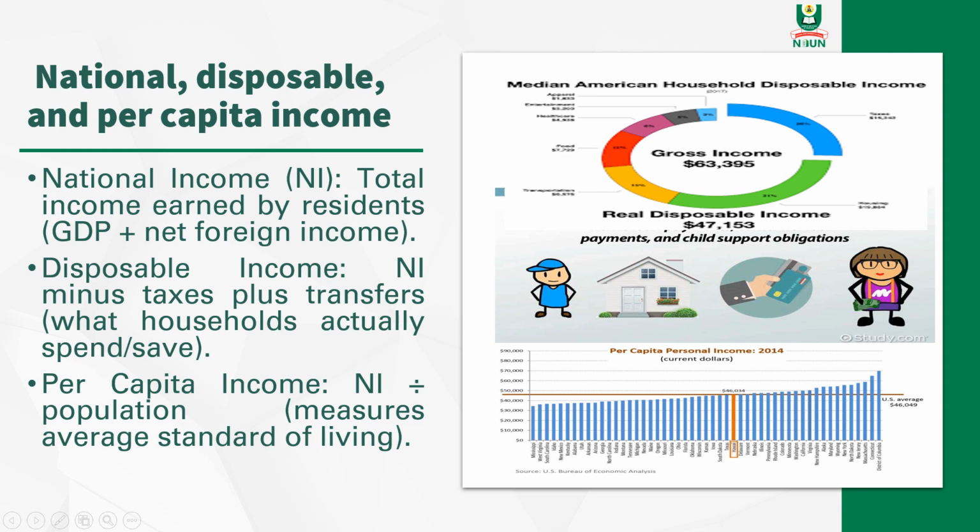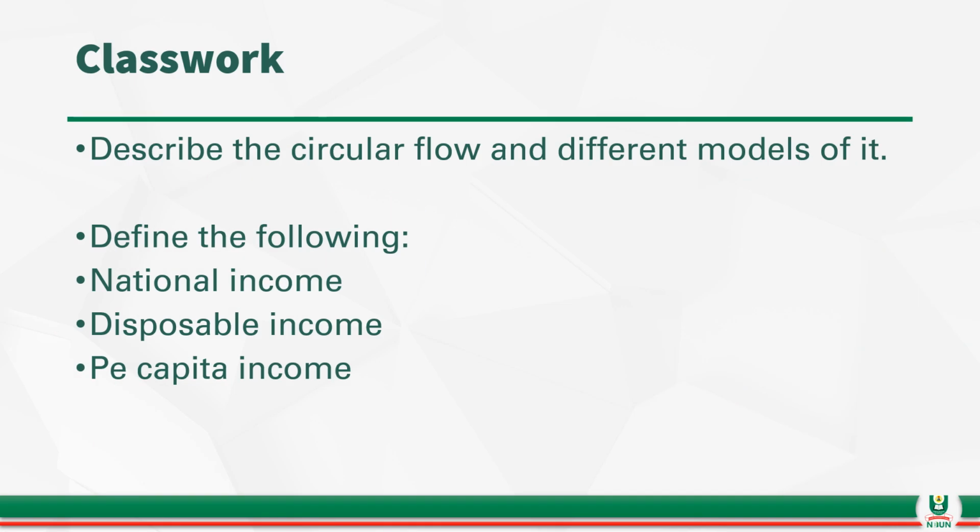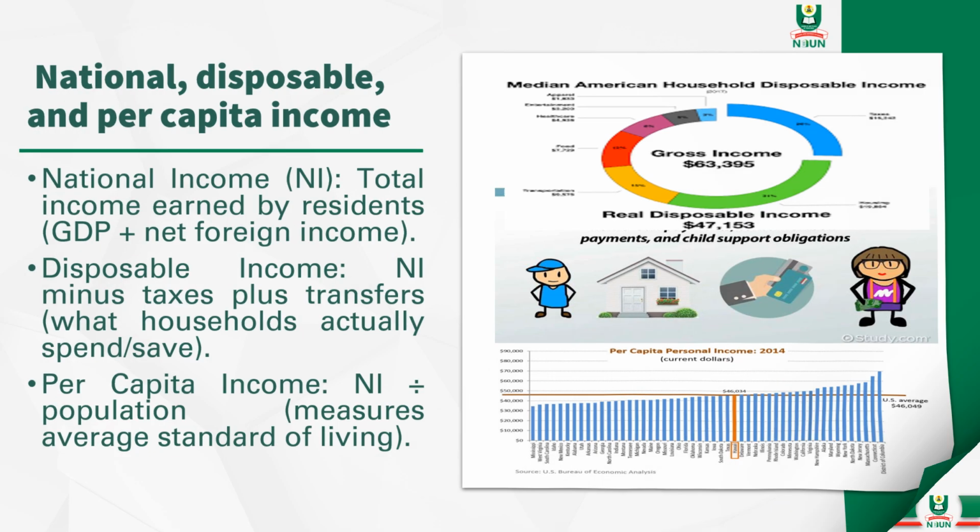Describe the circular flow and different models of it. I want you to define national income, disposable income, and per capita income as well. Okay, so you should be able to define the different models that we have and their components algebraically.